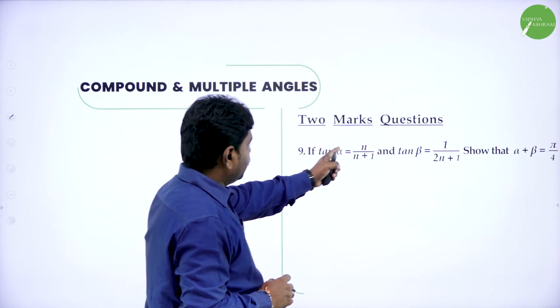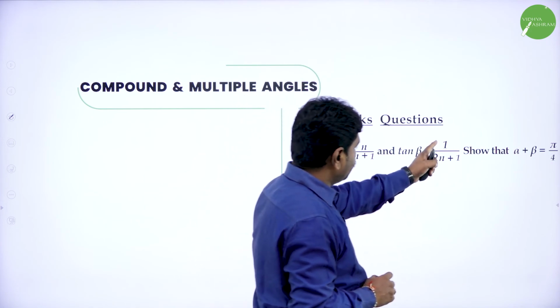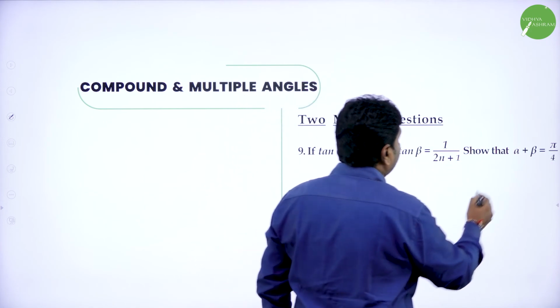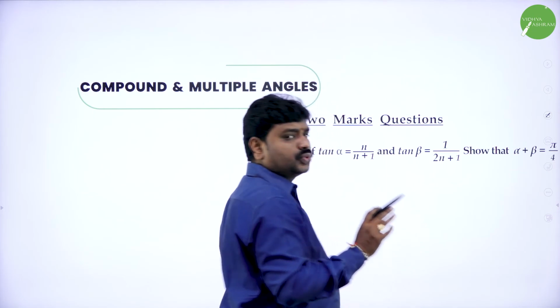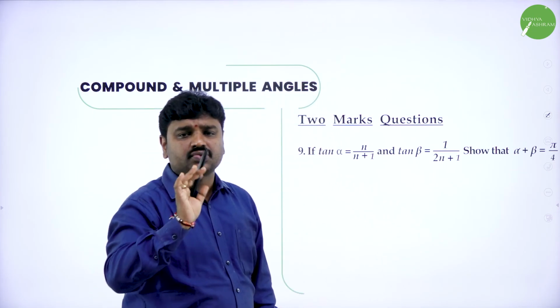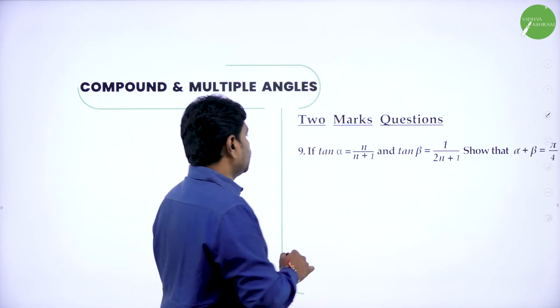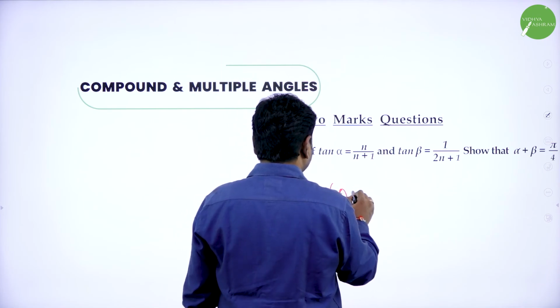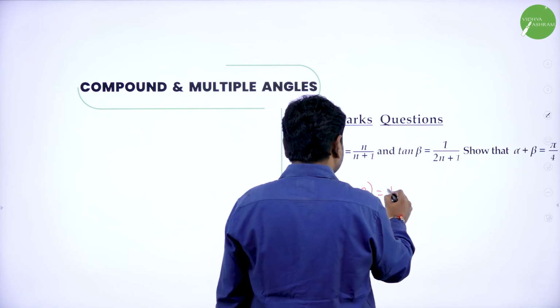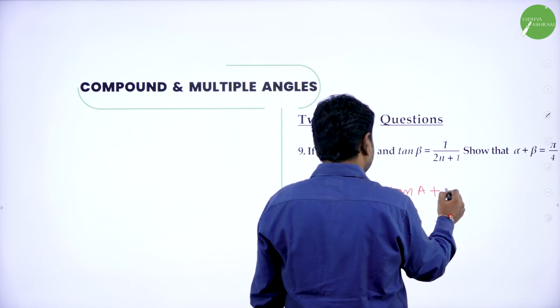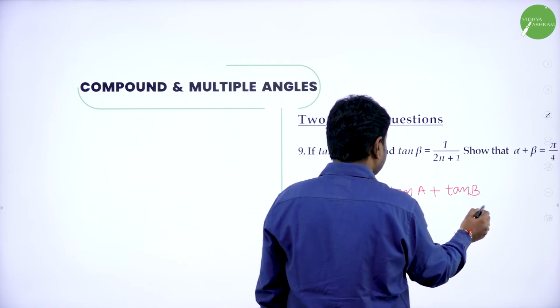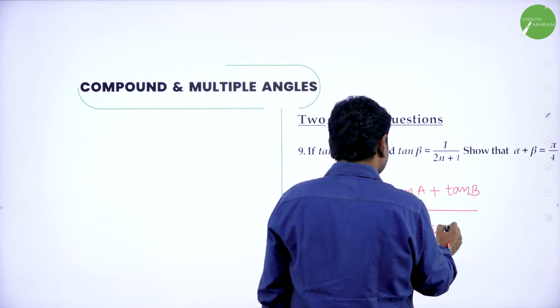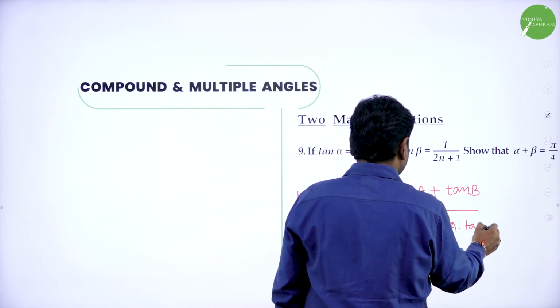Next, if tan alpha is n by n plus 1 and tan beta is 1 by 2n plus 1, show that alpha plus beta is pi by 4. We use the tan compound angle. To solve this, what will we use? Tan compound angle. All of you know what is tan of A plus B. Tan of A plus B is tan A plus tan B divided by 1 minus tan A into tan B. So this is the logic we use to solve this.